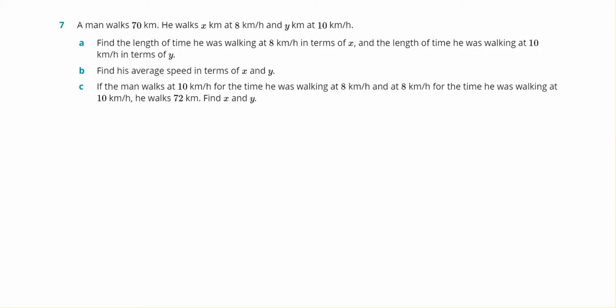Year 11 Methods. We're going to look at question 7 for the Chapter 1 review extended response questions. A man walks 70 kilometers in total. He walks x kilometers at 8 kilometers per hour and y kilometers at 10 kilometers per hour. So what's going on is we've got a path. He's walking a total of 70 kilometers.